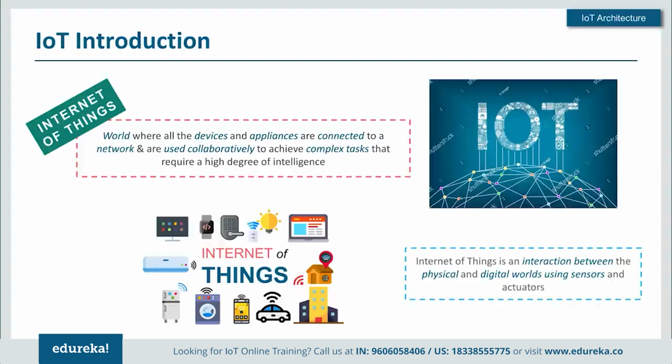Now, another definition of Internet of Things is that it is an interaction between the physical and digital world using sensors and actuators. Again, when you have devices around us communicating with each other and building a smarter system, it makes our lives much easier.